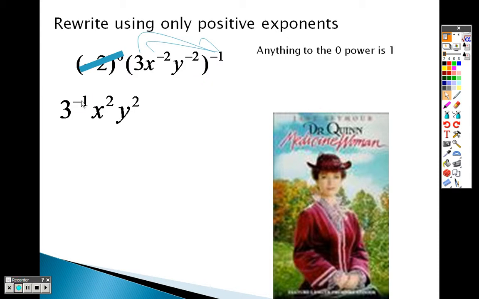Now I have a negative exponent. I've got to get rid of that. So if that's on the top, I need to move that to the bottom. So I get x squared y squared over 3. That's my final answer.